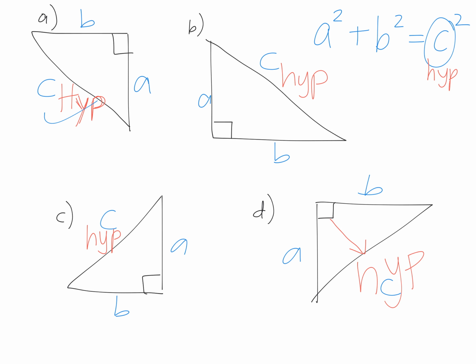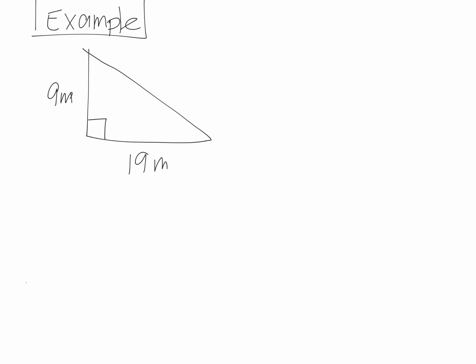Okay, any order. So the first example says that a right triangle has lengths 9 meters on one side and 19 meters on the other side. They want you to find the missing side. What is the first thing we should do with our triangle? It's a right triangle, so we know that we have to use the Pythagorean theorem to solve this. The Pythagorean theorem will tell you how to solve a right triangle. Well, what's the first thing I should do? Label A, B, C.